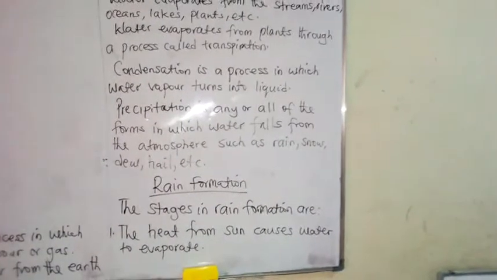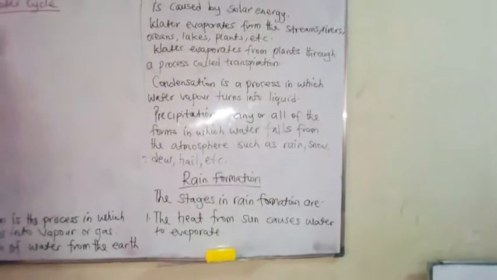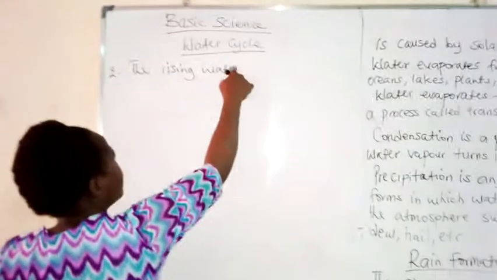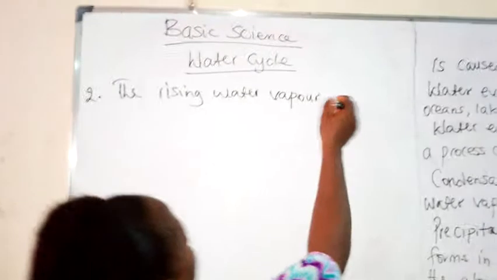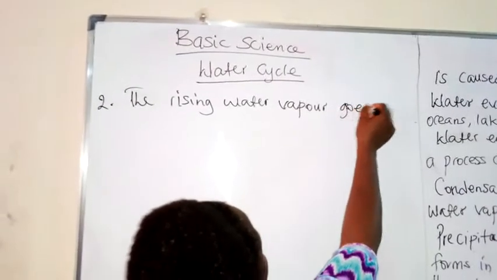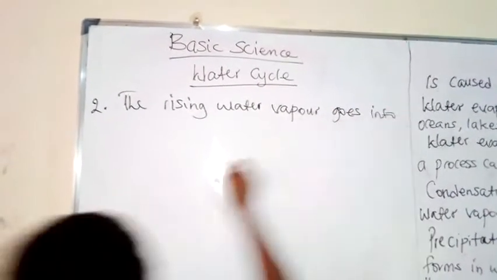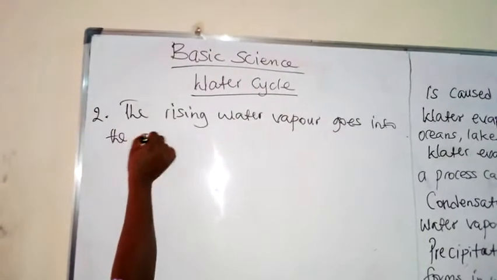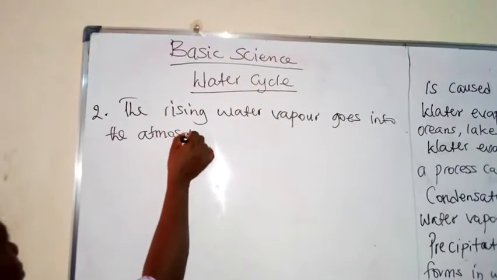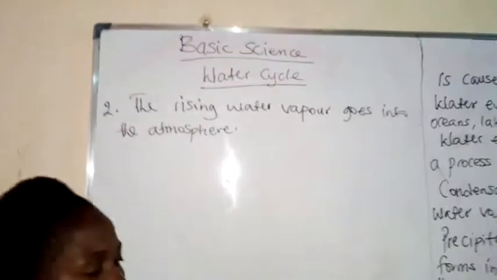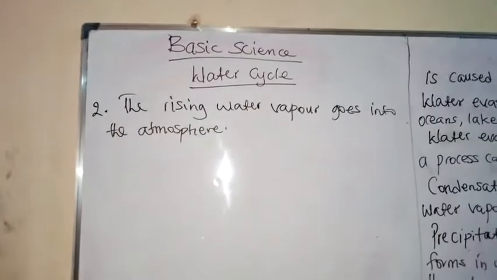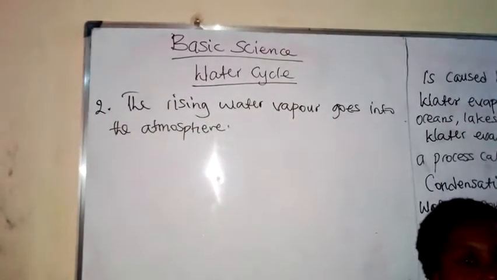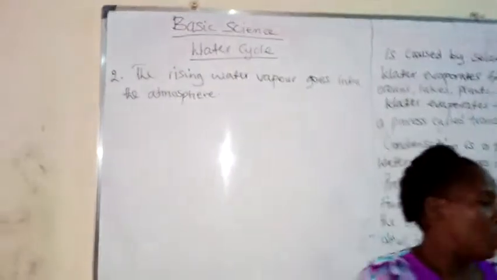So number two, the rising water vapor goes into the atmosphere. Now when this rising water vapor goes into the atmosphere, remember I have told us that it will meet a cooler air up there in the atmosphere. So that's the next stage.